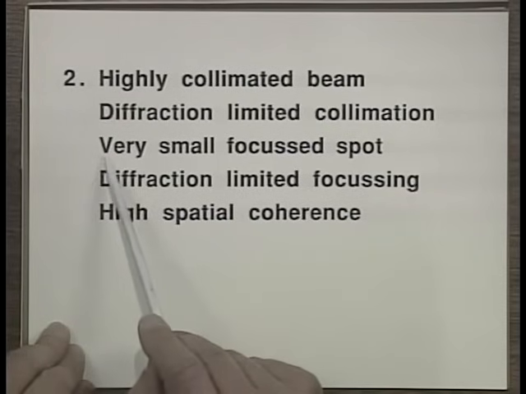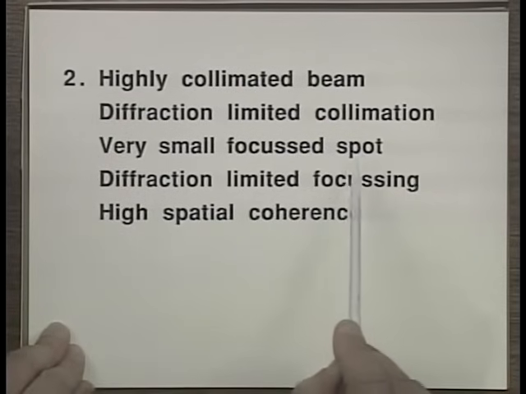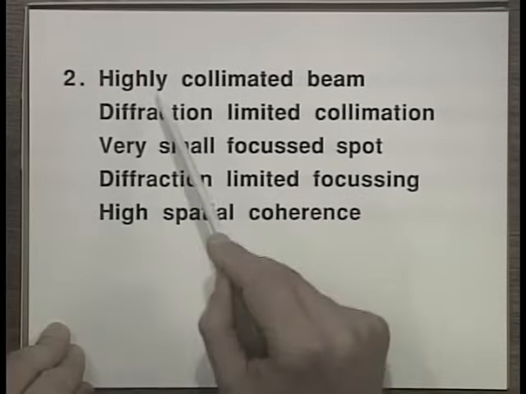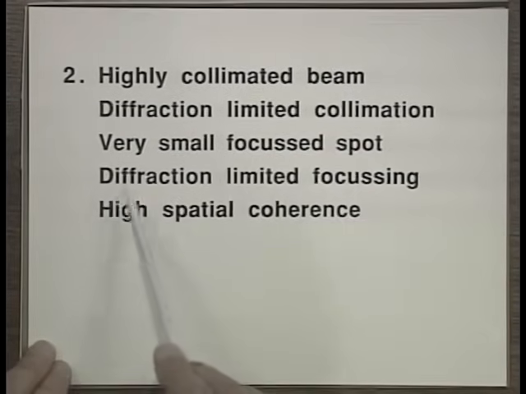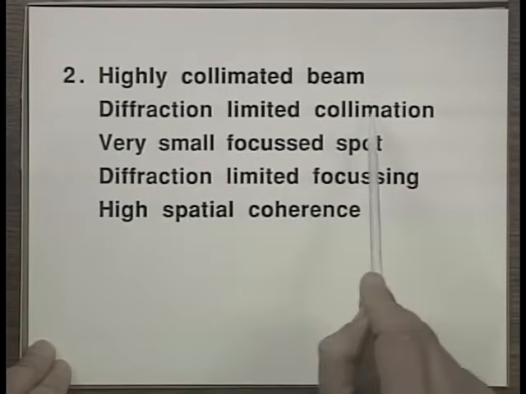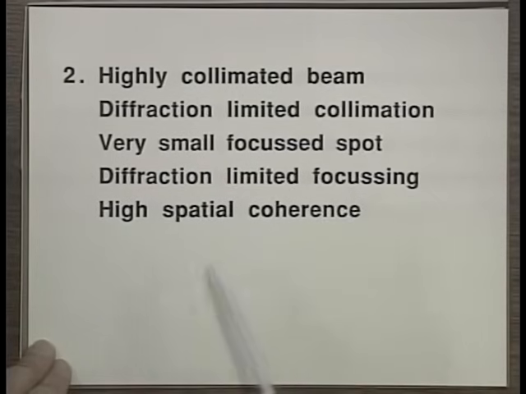To some, the fact that the laser has a very small focus spot is the meaning of this property. And others may call it, again in better scientific language, diffraction-limited focusing. So whether it's diffraction-limited collimation, diffraction-limited focusing, or even, as others might call it, that a laser has high spatial coherence, they all mean essentially the same thing. Let's find out now what we mean by all these words.